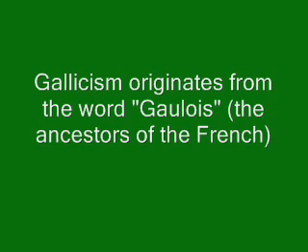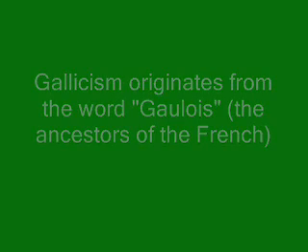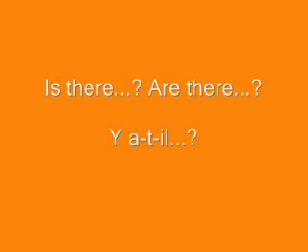So, il y a is a Gallicism. Gallicism comes from Gaulois, and the Gaulois were the ancestors of the French. So, Gallicism, Gaulois, same roots. It's a French idiom. And to ask the question, is there, are there, you will say y a-t-il. So go ahead and open the Word file, the lesson posted in the virtual classroom, and learn how to say that. Y a-t-il, is there, are there. And I gave you a few examples, so you can try to pronounce il y a and y a-t-il.